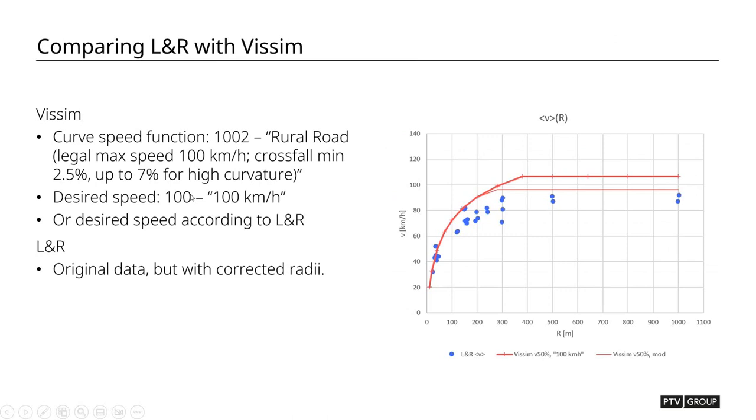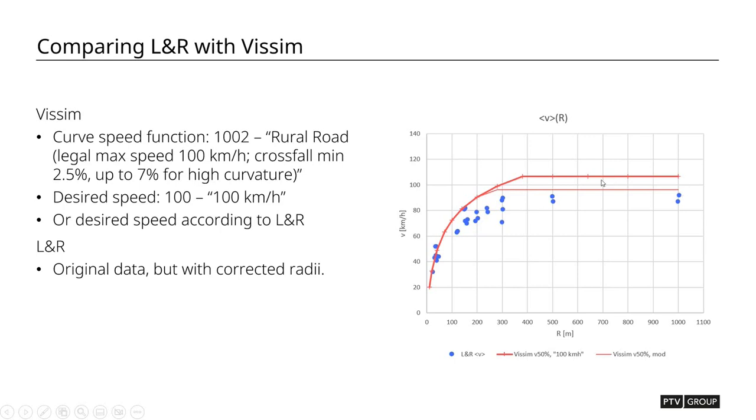Now that we have that function, we can compare it. It's of course interesting to compare that to the Lindenmann-Ranf data. And there is already some warning. If you say, okay, I have a road with a speed limit of 100 kilometers per hour, so I use desired speed function 100 with 100 kilometers per hour, and the rural roads curve speed function with number 1002, then you see that you would get the thick red line in Vissim, which overestimates speeds considerably.